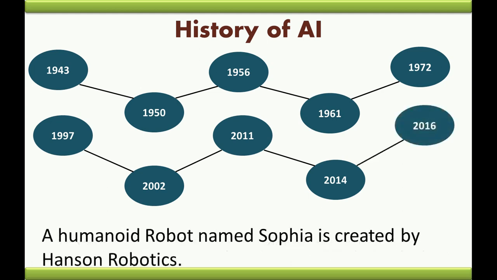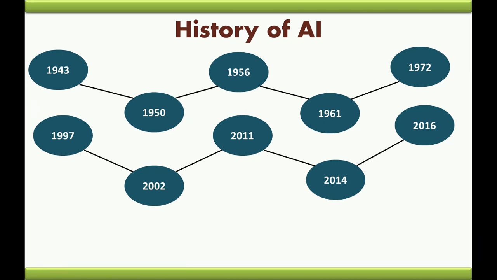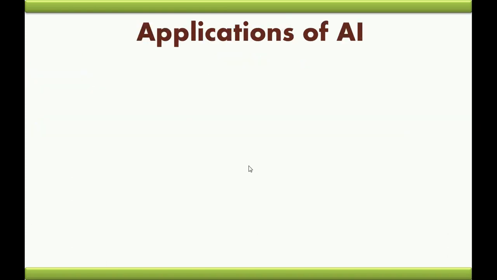In 2016, a humanoid robot named Sophia is created by Hanson Robotics. Sophia is the first robot citizen. She is capable of recognizing images and making many facial expressions. She can also communicate. Artificial intelligence is evolving day by day by making use of enormous data that is available. Let's see a few applications of AI.